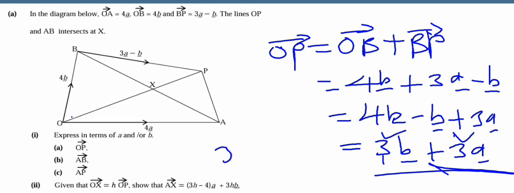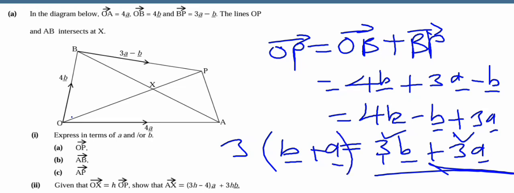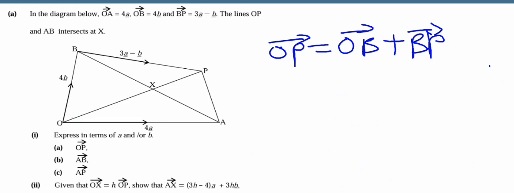So if we factor out 3, meaning what we are going to remain with here is B vector. Then plus, what we are going to remain with here is A vector. So we put A vector, then close bracket. So you can leave your answer in a factorized form, or you can leave your answer in this form here. So let's move on to the next one.